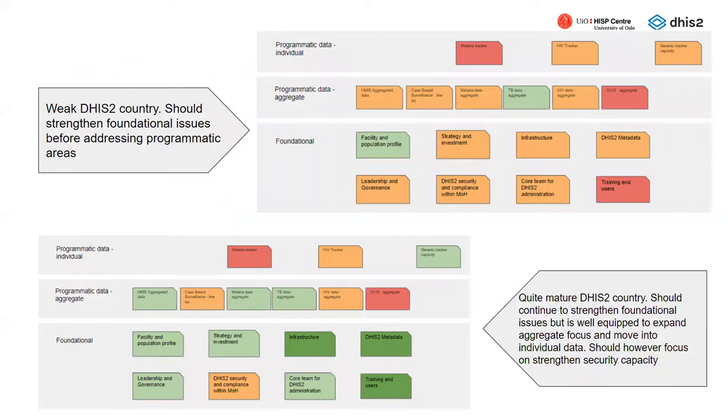Just as an example here, comparing two countries, the one at the top has quite poor scoring in many of the foundational areas. It's maybe not the place where you would want to dive into lots of tracker case-based reporting programs, unless you also address training, your approach to training end users, the core team, and the infrastructure. Whilst the one on the bottom is doing better in the foundational areas, and is maybe more prepared to expand the scope of the implementation.